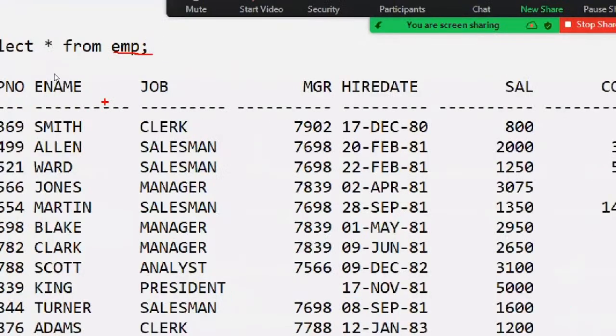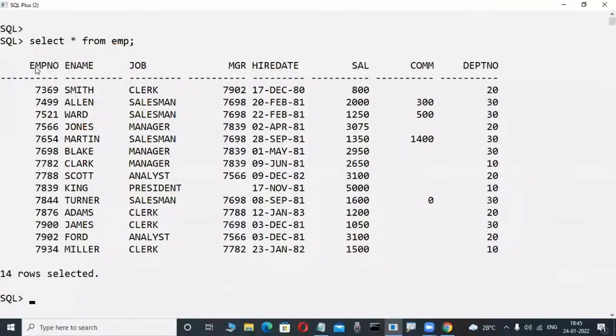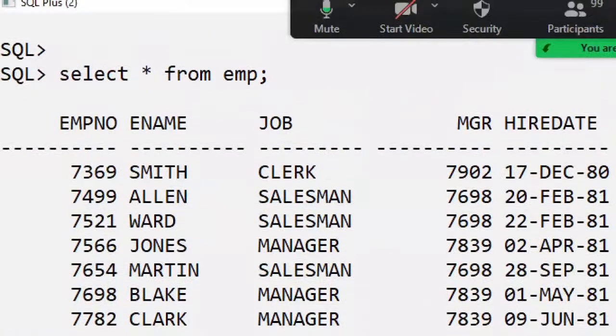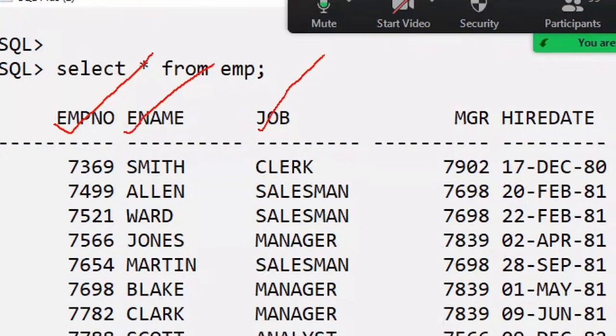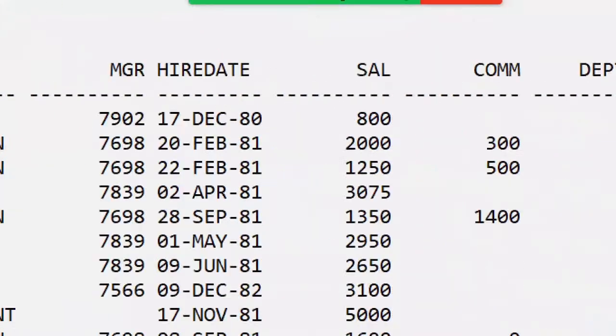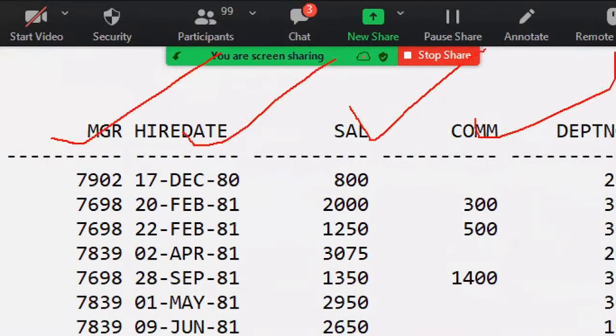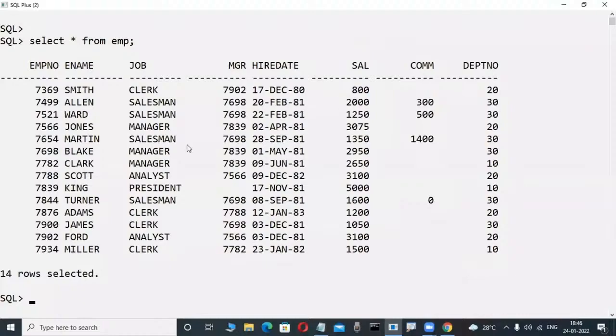In this EMP table, how many columns are there? I'm not asking the names, only how many. These are called columns. 1, 2, 3, 4, 5, 6, 7, 8. Maybe 8 columns are there. Why I'm counting this: write a query which counts the number of columns in a table is an interview question, that one in the future. Okay, fine. Yes, 8 columns are there.